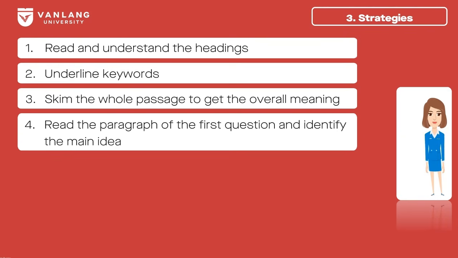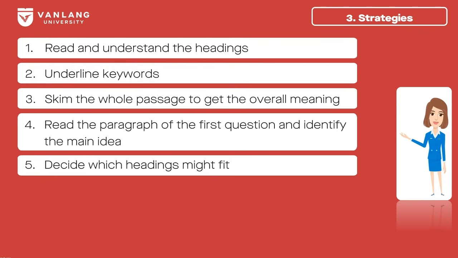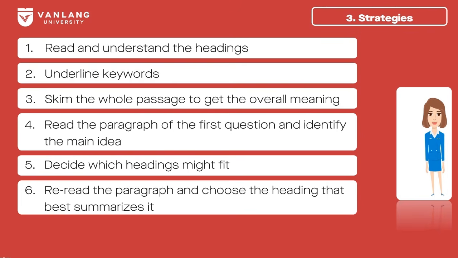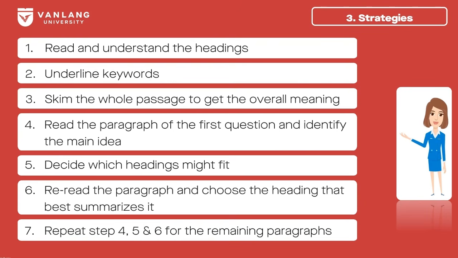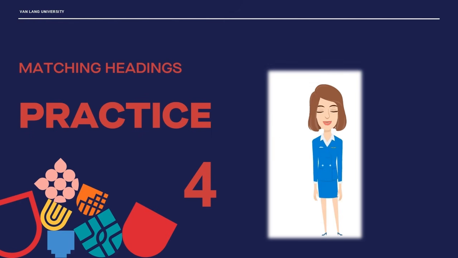Number 5. Decide which headings might fit. Number 6. Reread the paragraph and choose the heading that best summarizes it. Number 7. Repeat step 4, 5, and 6 for the remaining paragraphs. Let's check if you still remember the steps that I've just told you. Now, let's apply the strategies given to this reading test.